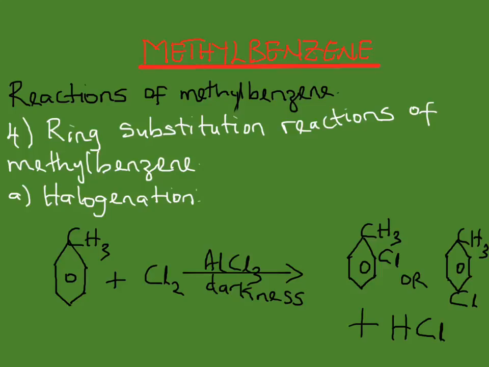a chloromethylbenzene, depending on the carbon atom on which it is attached. Like the example there, we see methylbenzene reacting with chlorine in darkness, and our acid catalyst, aluminum trichloride, is going to yield us 2-chloromethylbenzene or 4-chloromethylbenzene and hydrochloric acid.